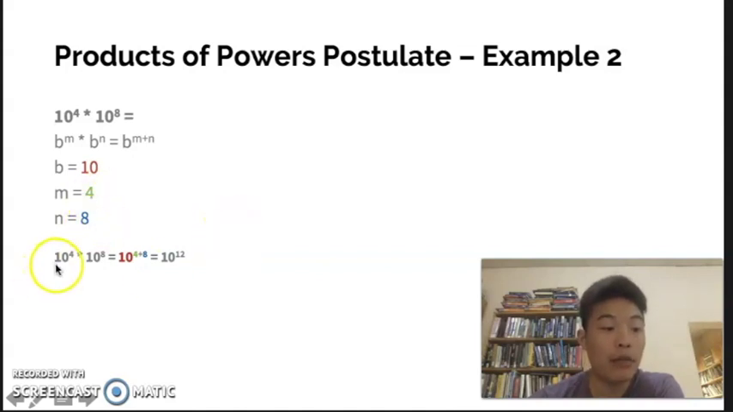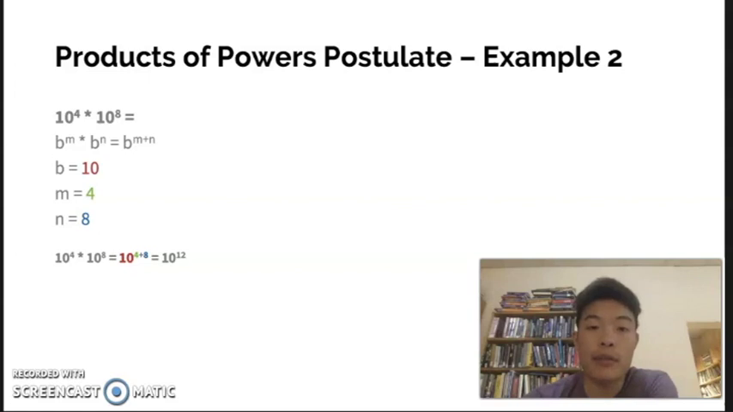So 10 to the power of 4 multiplied by 10 to the power of 8 equals 10 to the power of 4 plus 8, which equals 10 to the power of 12. Now that we have gone over 2 examples, you should be pretty comfortable with the product of powers postulate. Remember, if you're not, you can pause the video and re-watch it and follow the steps again so that you get a little extra practice.